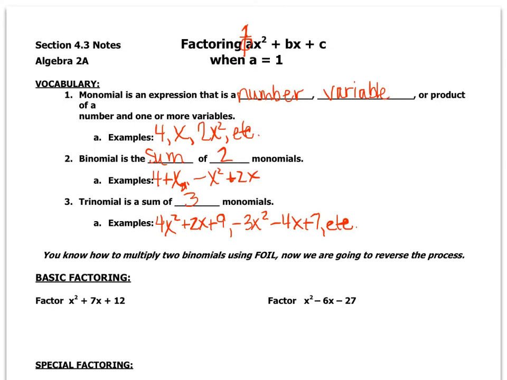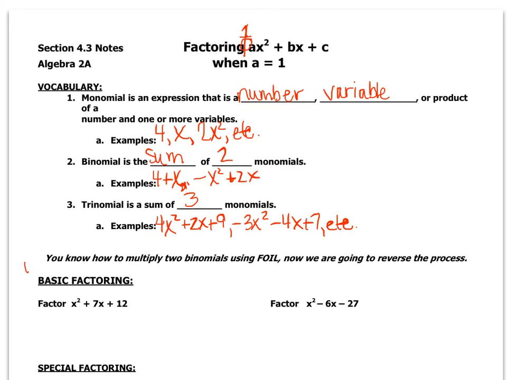So we know how to multiply two binomials using FOIL. You've done that for a while. Now we're going to reverse the process. So we're going to undo FOIL. And this is called factoring. And here's what I want you to remember. So I'm going to put a note right here.